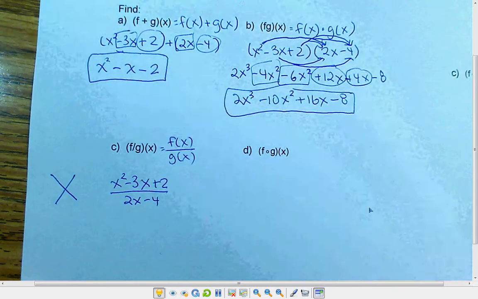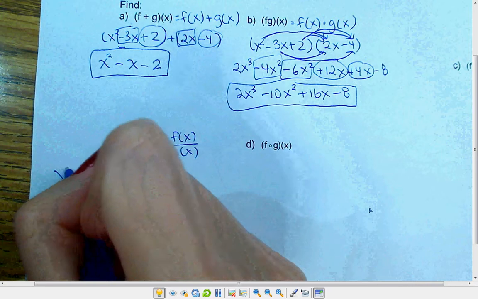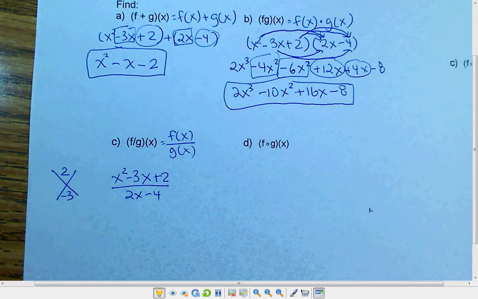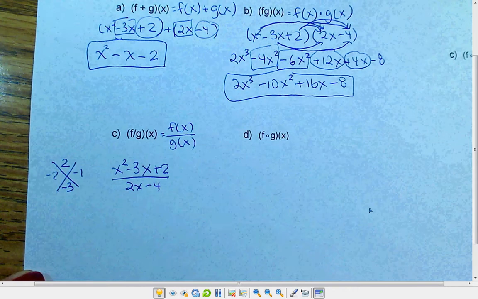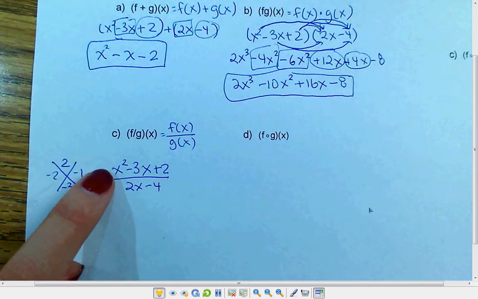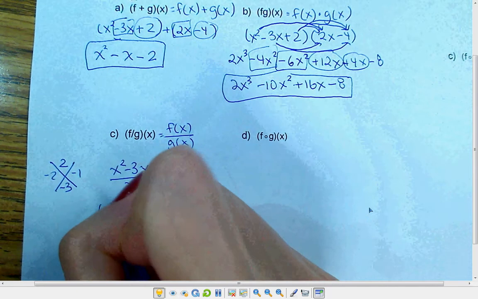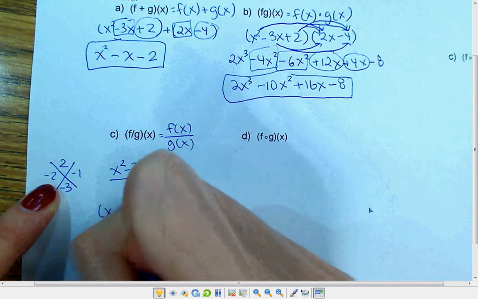This is a trinomial, so we're going to factor it using our x. So our a times c is 2, b is negative 3. What multiplies to give you 2, adds to give you negative 3? Negative 2 and negative 1. Because your a value here is 1, we actually don't even need to use the box. We can just rewrite this as x minus 2, x minus 1.